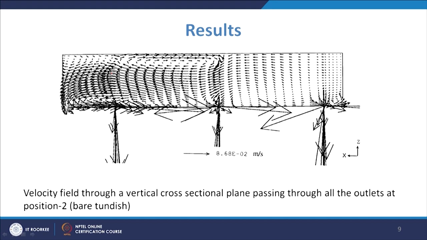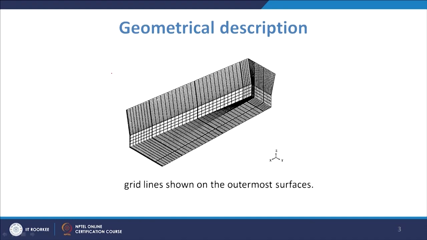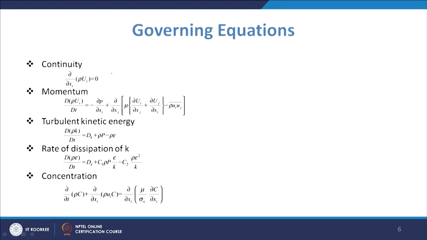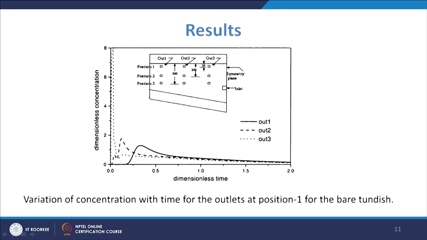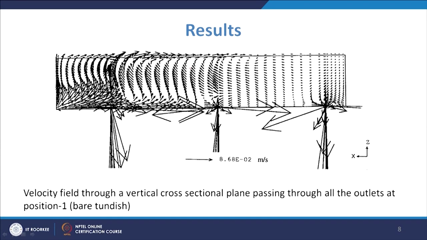Positions 1, 2 and 3 can be seen as we saw earlier, and they are shown here. Position 1 is close to the wall, 2 is away from the wall and 3 is near the inlet plane itself. So you have these 3 positions. In position 1, close to the wall, the flow is going towards the wall at the top and then moving from there.